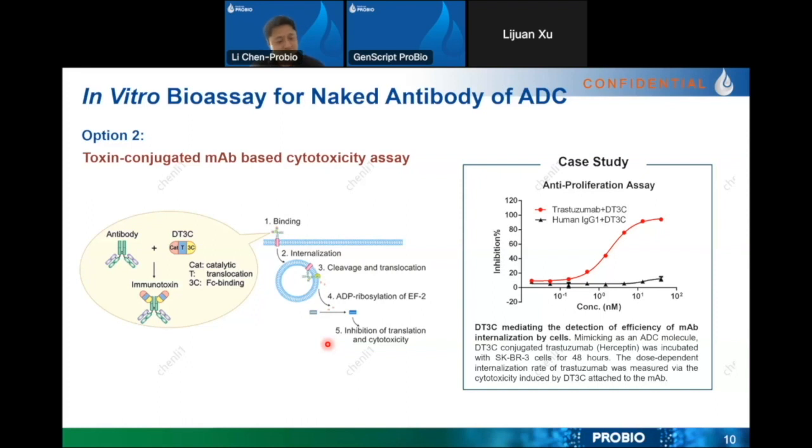To demonstrate the robustness of this assay, we tested the DT3C system with the presence of Herceptin and a negative control IgG on the right panel. As you can see from the graph here, SKBR3 cells give a perfect dose curve of inhibition after incubation with Herceptin plus DT3C for 48 hours, while the negative control IgG, as illustrated by the black one, is basically flat.